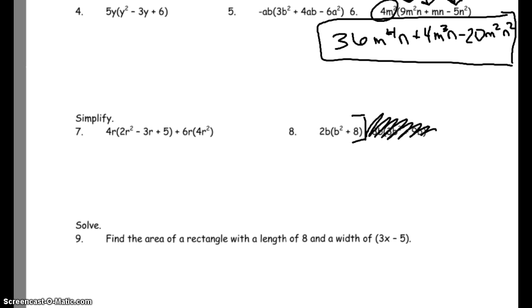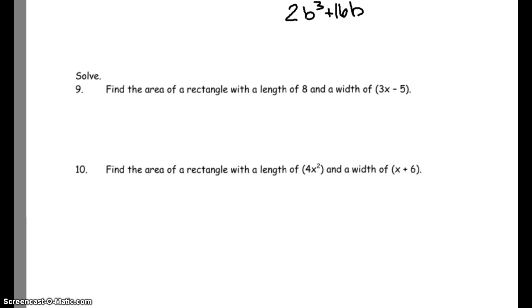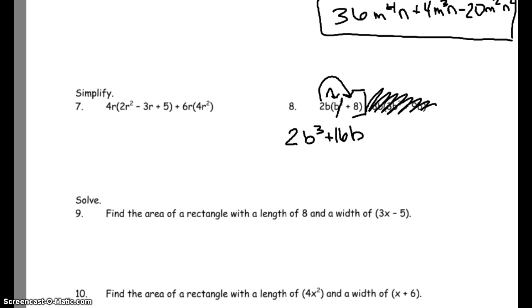But looking at this, this is similar to what we did at the very beginning, just distributing one monomial through a binomial. So we have 2 times 1, which will give us a 2, and then we have b times b squared, which gives us b cubed. We're done with that first term, distributing to the next one. 2 times 8 is a positive 16, and we only have 1b, so 2b cubed plus 16b. We have completed the first half of distributing.